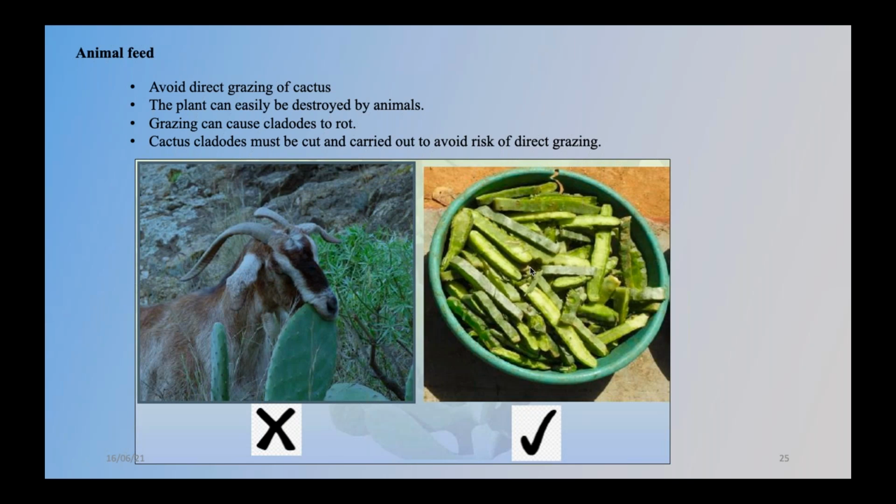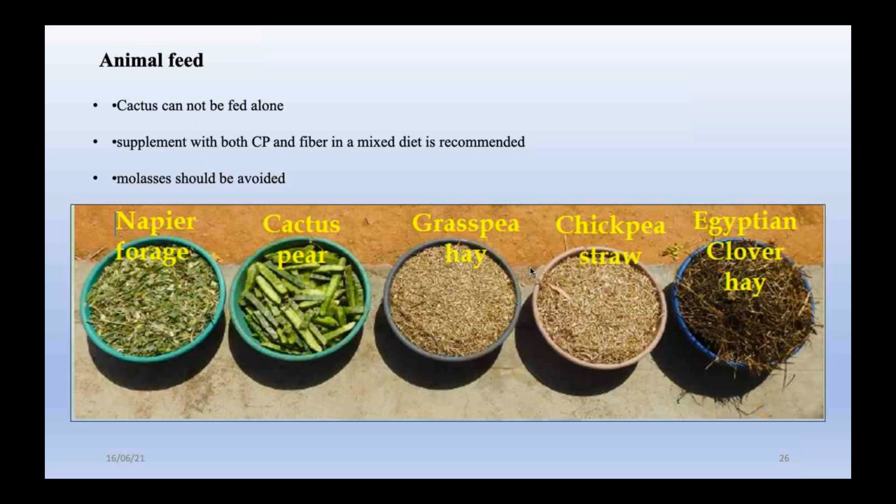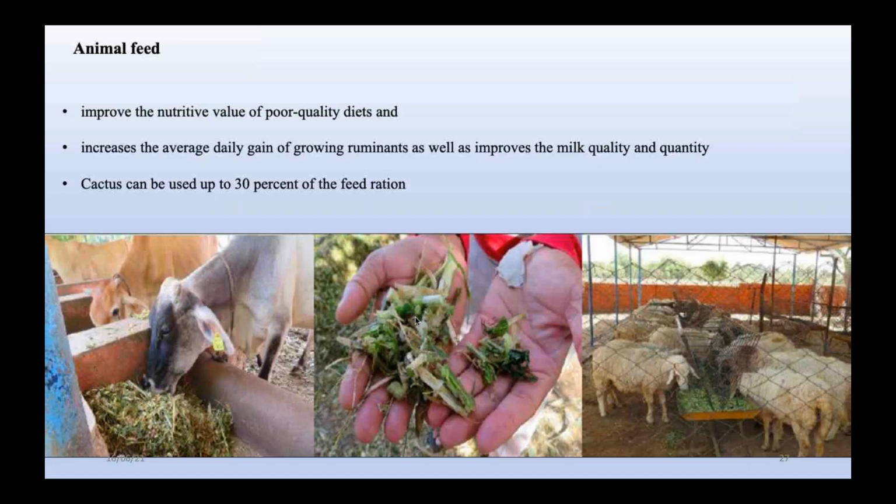It can be mixed with different types of dry feed like Napier fodder or grass pea hay or any kind of chickpea straw, anything. Dry feed, if you have it. If you have green fodder also, that's very fine. So how much supplement should be added? 30% of the feed ration should be supplemented by the chopped cactus cladode.